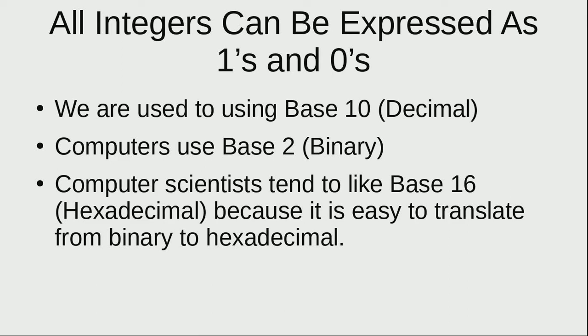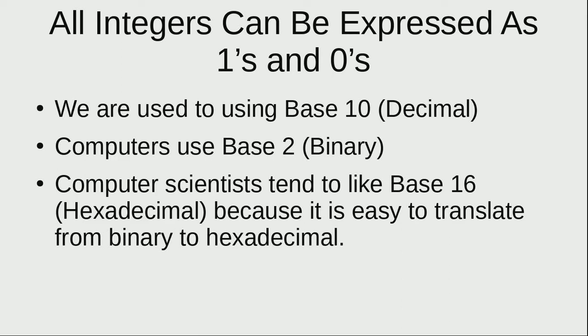When we do arithmetic, we're used to using the digits 0 through 9. So that's base 10 because there are 10 digits, or decimal. Inside the computer, we use base 2, which is binary. You only have 2 digits, 0 and 1.